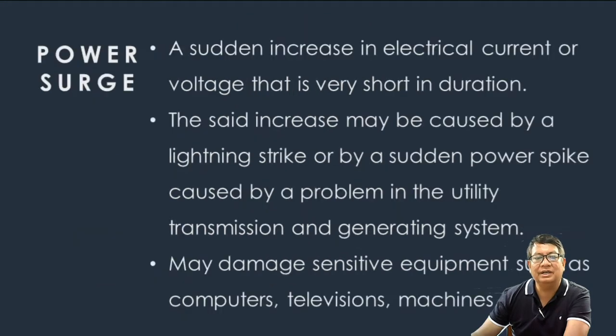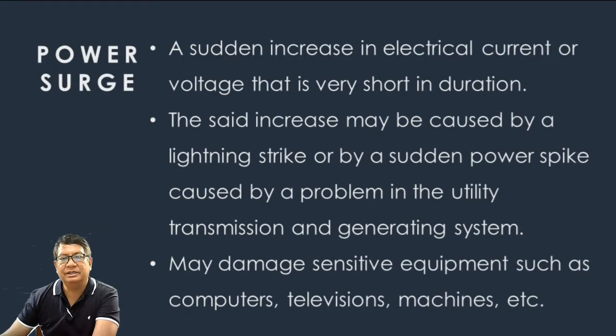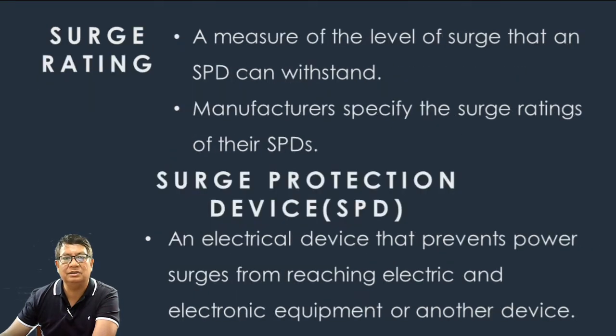Next, power surge: a sudden increase in electrical current or voltage that is very short in duration. The said increase may be caused by a lightning strike or by a sudden power spike, caused by a problem in the utility transmission and generating system. It may damage sensitive equipment such as computers, televisions, and any other machines.